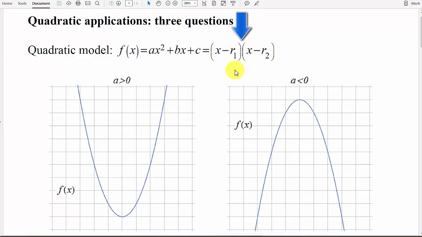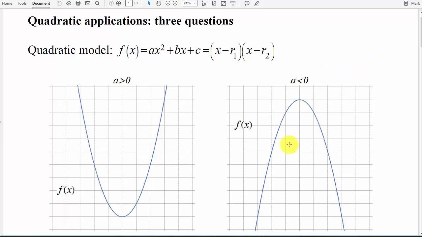Regarding the factored form, one thing that's helpful to remember is that the vertex is always halfway between the roots. And so if you know the locations of the roots, a very slick way to find the vertex is to just average the roots. And believe it or not, that even works when you have complex roots.